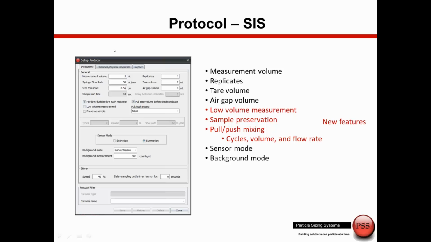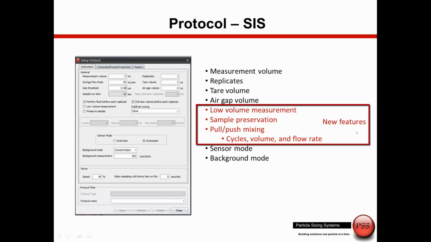The next windows we will go to are the protocol windows, and the protocols are how we explain to the software how we want to perform the measurement. This particular window is for the SIS sampler, the syringe sampler. This is where we tell it the measurement volume, the flow rate, what size we want to begin measuring at, how many replicates, etc. It is a very organized way to say how we are going to perform the measurement, but in addition we have new features built into the software.